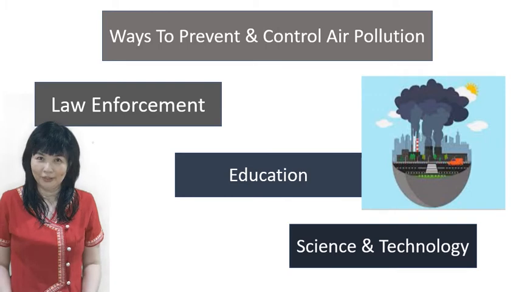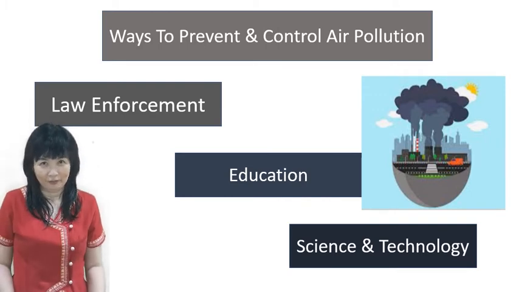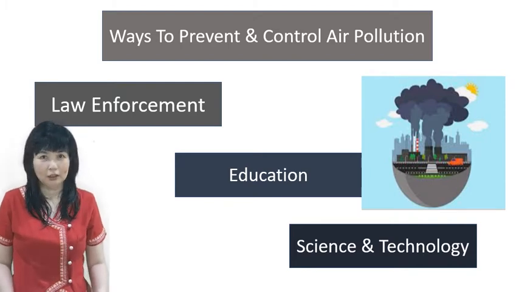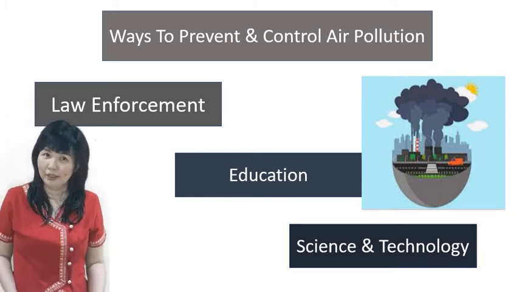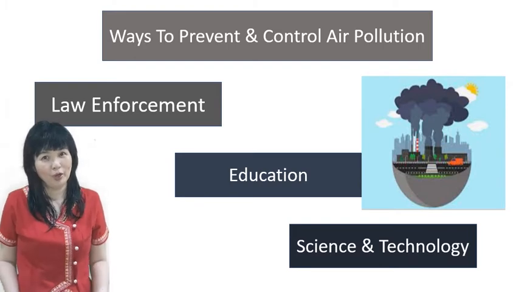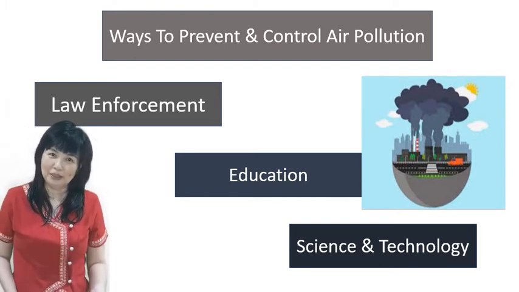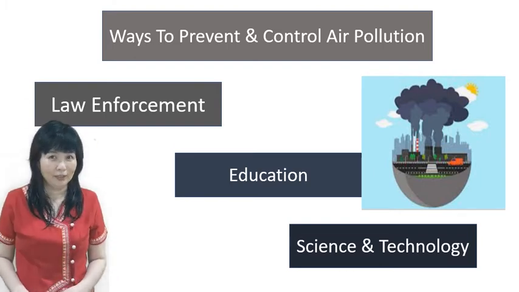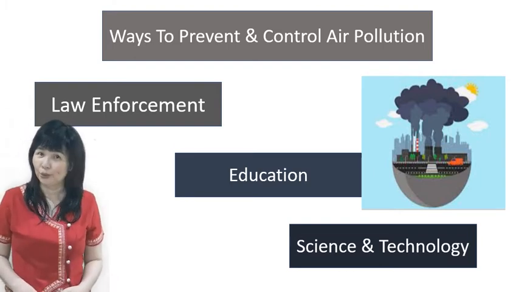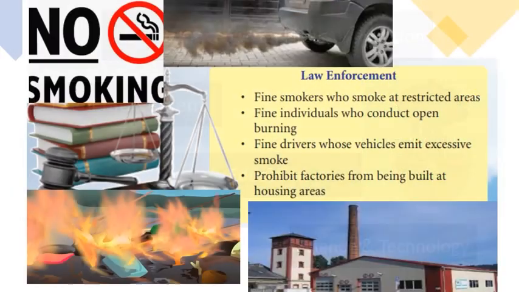In the previous lesson, you have learned about the effects of air pollution to living things and the environment. Air pollution can be very harmful to living things and the environment. Various steps to prevent and control air pollution need to be taken in order to reduce the harmful effect. The steps include law enforcement, education, and through science and technology. Let's see one by one.